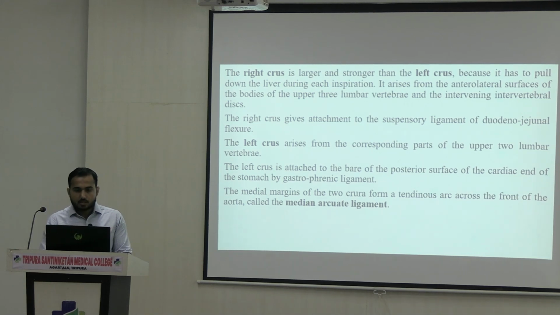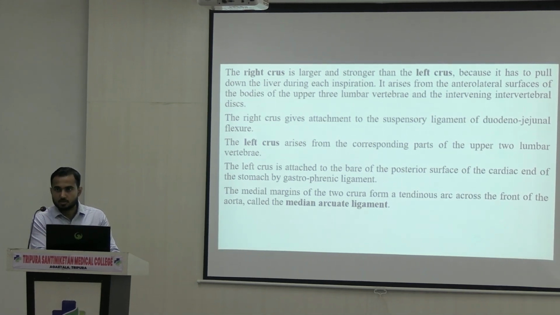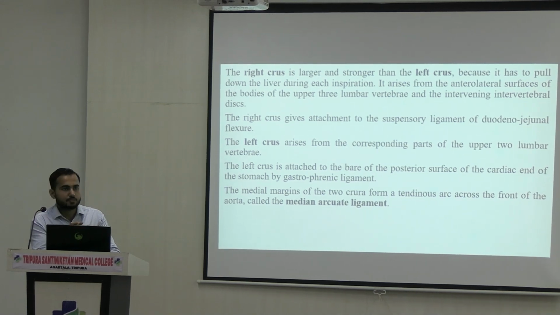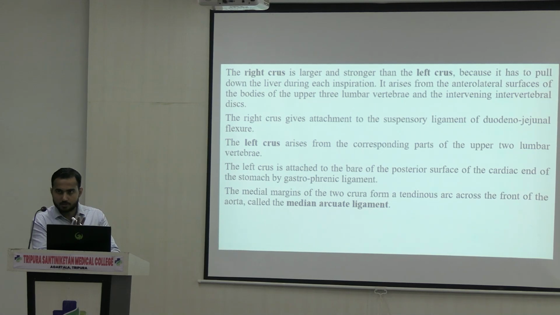Next, the right crus, as I said, is larger and stronger as compared to the left crus. Why? Because it has to pull down the liver during inspiration. I hope you have studied the process of inspiration: how the air is going in, how it is coming out, what the movement of the diaphragm is, what the movements of the ribs are, what pump handle movement is, what bucket handle movement is. Already you have studied, so I hope you have the concept.